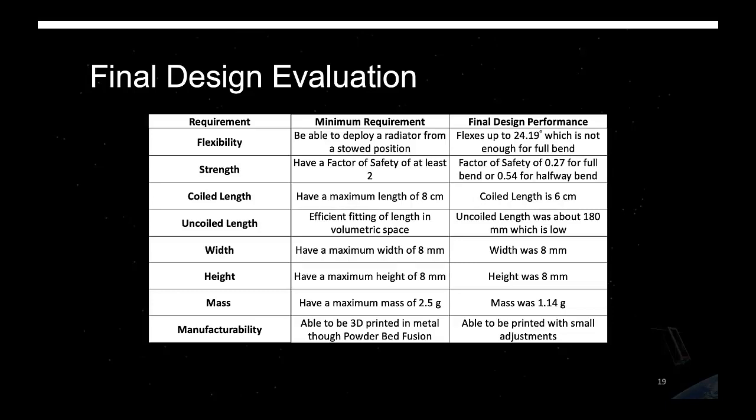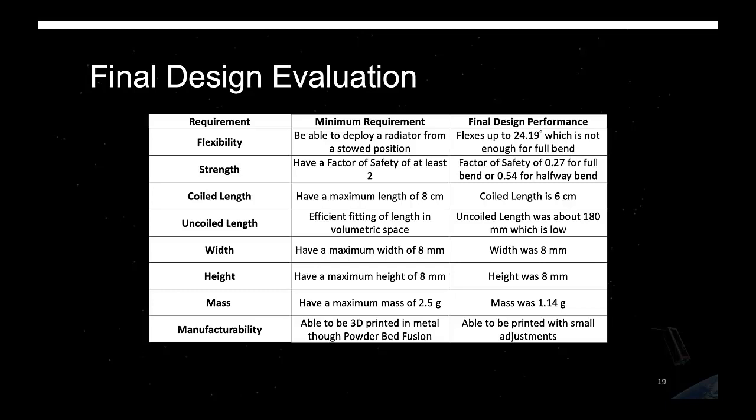And when it comes to the uncoiled length, we want it to be efficient in order for it to be fitting in the specific volumetric space that they had on the CubeSat, and we were able to fit everything in 100 millimeters, which is mainly low. When it comes to the width and the height, the specification was to have a maximum of 8 millimeters, and for both width and height, we were able to fit it into 8 millimeters.